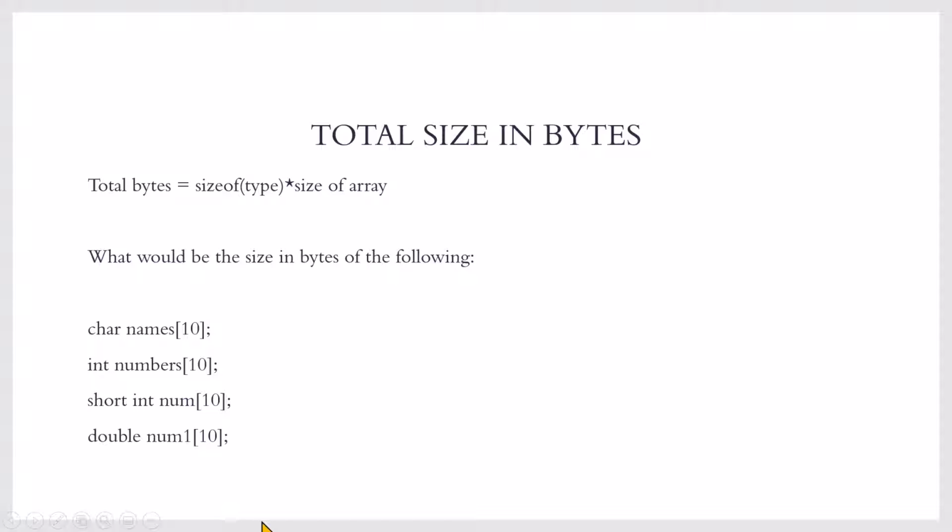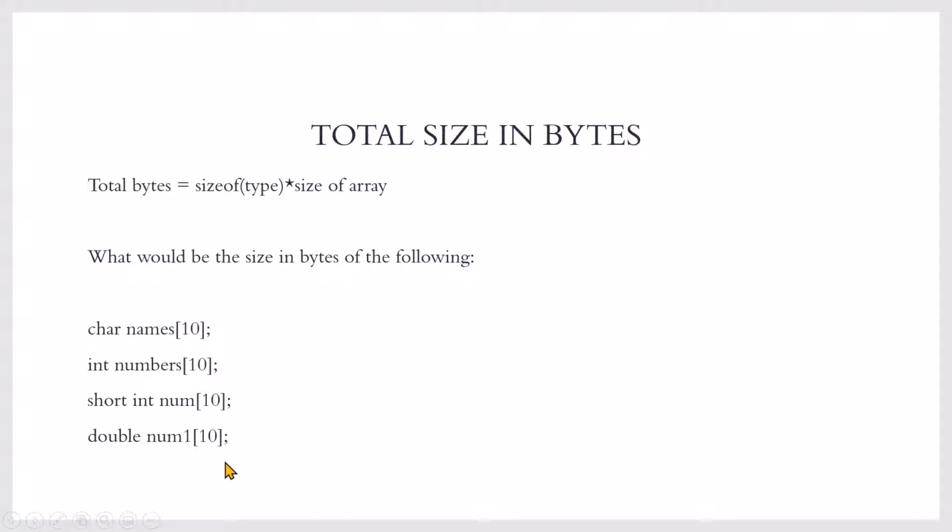We know that the char type occupies 1 byte, so that would be 1 multiplied by size of array, which is 10, and therefore this would be 10 bytes. In terms of the integer array, the size of int is 4 bytes on the machine I'm working with, multiplied by size of array 10, that would be 40 bytes. What about short? That's 2 bytes, multiplied by size of array 10, so that's 20 bytes. And then we have double, the size of which is 8 bytes multiplied by size of array, which is 10. That gives you 80 bytes.